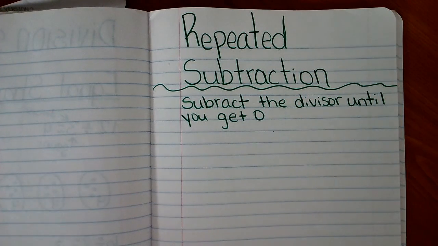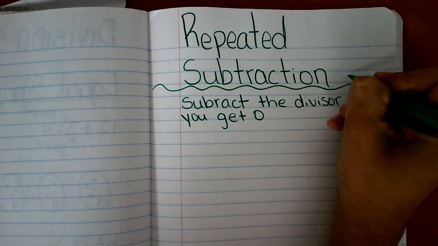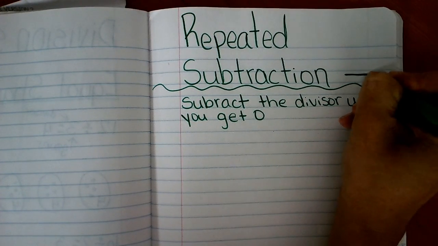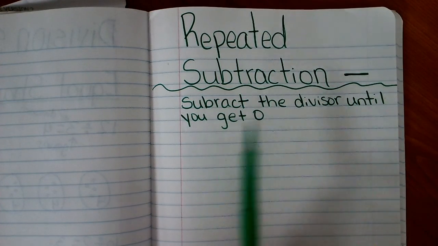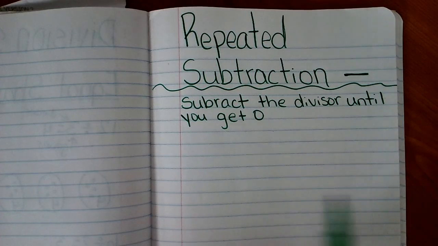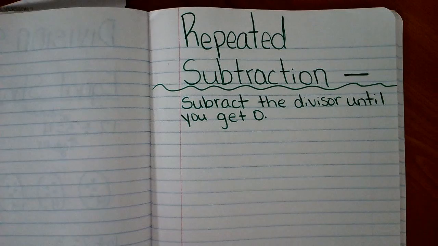Today we're going to be talking about a new or a different strategy for division. It is called repeated subtraction. And if you look at the name, repeated subtraction, that means that we're going to be subtracting several times. You're going to subtract the divisor until you get 0. Now, if you have your math journal, you want to go ahead and make it with me, that is fine, or in a piece of notebook paper, or if you just want to watch, that is fine too.